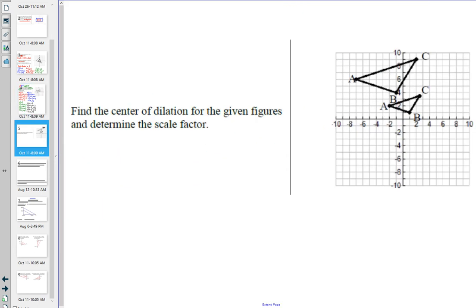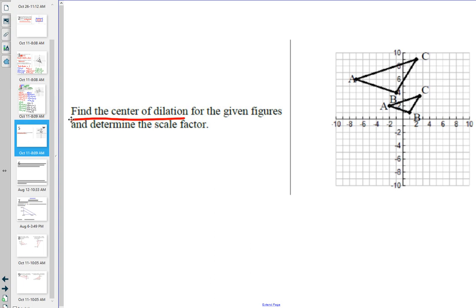All right. For this one here, the reason why I put the example here is just to find the center of dilation, because the scale factor here would require the use of distance formula. We don't need to get into distance formula right now, but I wanted to show you when they give you an image and a pre-image, how do you find the scale factor? Easiest way to do it, connect the dots. If you connect all the images with the pre-images, they should meet somewhere. Where they meet, that's the center of dilation.